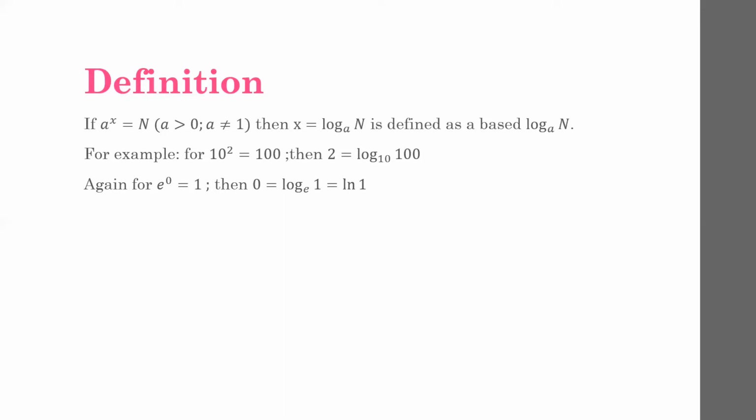Again, for e to the power 0 equals 1, then 0 equals log e based 1, that is ln 1. When our base is e, then log is written as ln. Normally, if the base is not given, we take the base as 10. Here the base can be anything except 1, because we have seen in the condition that a is greater than 0 and a is not equal to 1. So according to that definition, our base can be anything except negative numbers, 0, or 1.